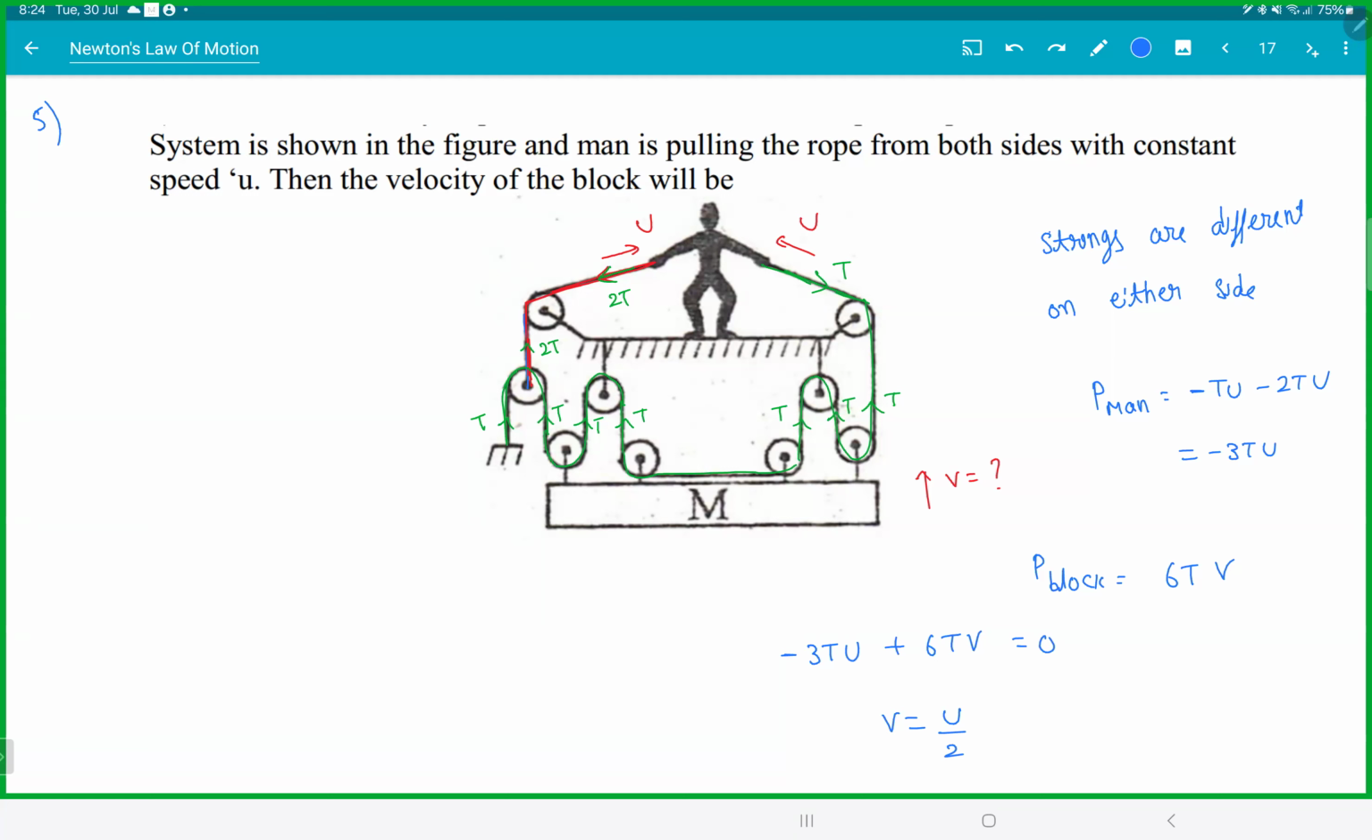Clear with this? All got this? Why is the power of a man negative? Vihan, think logically. If you're trying to pull, are you gaining energy or are you losing energy?